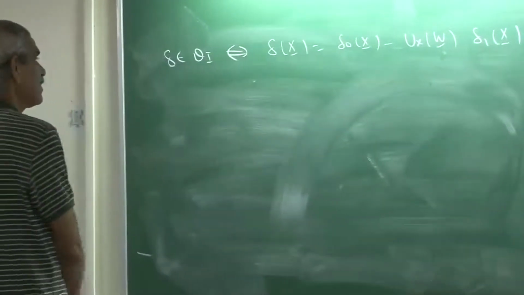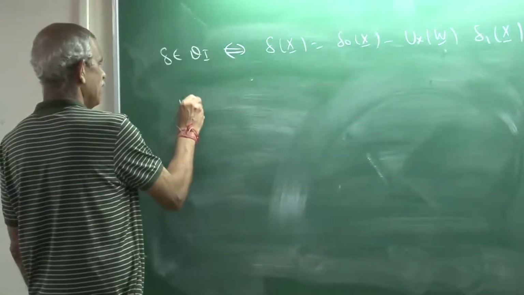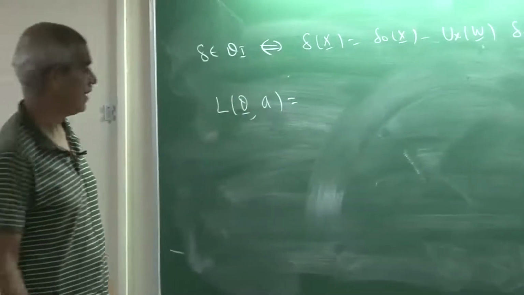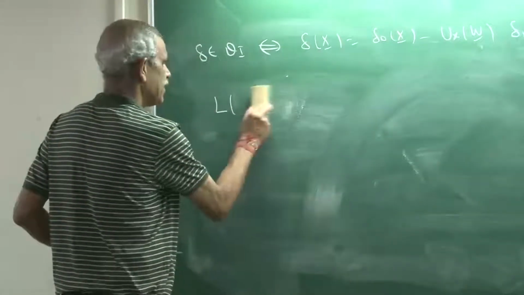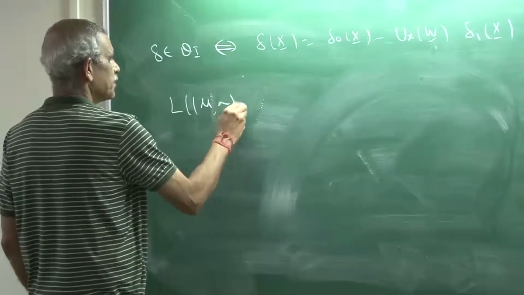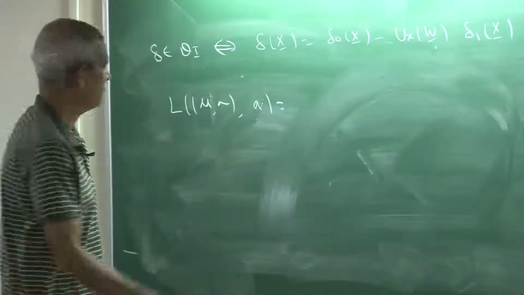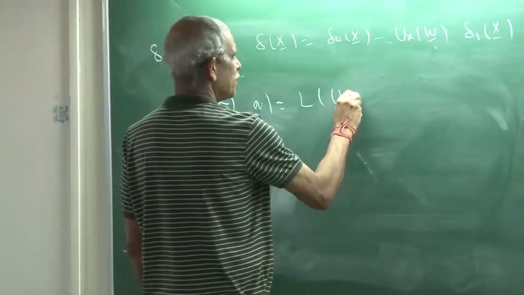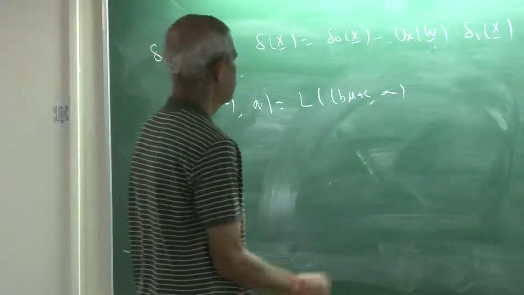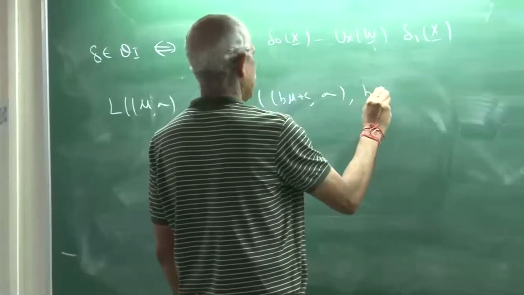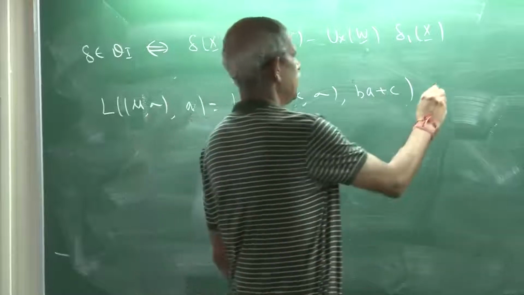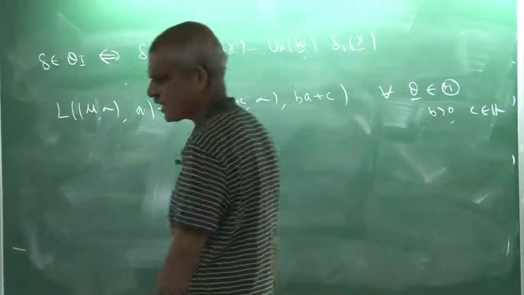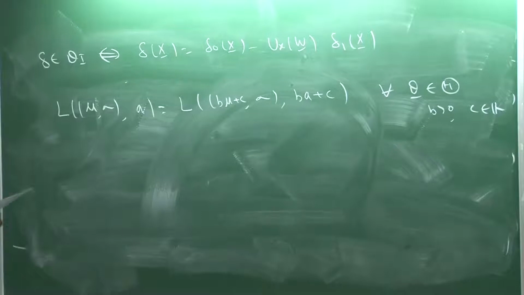So, what is the MRIE? You have to see when the loss function is invariant. L(theta, a) should be the same as L(g-bar_{b,c} theta, a). So, that means L of, let me write down theta as (mu, sigma), a should be the same as L of (b mu plus c sigma), b a plus c, for every theta belonging to Theta, b positive, c belonging to R, and this is exactly the property of your loss function of mu.